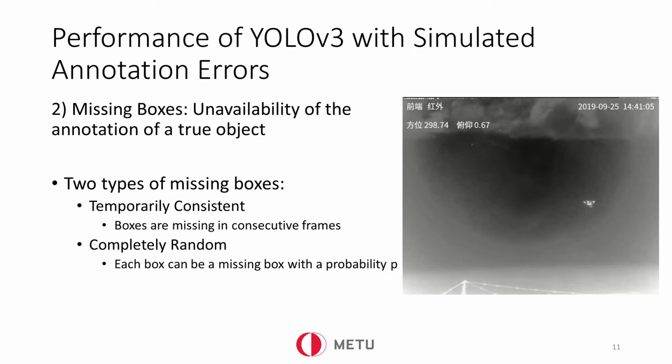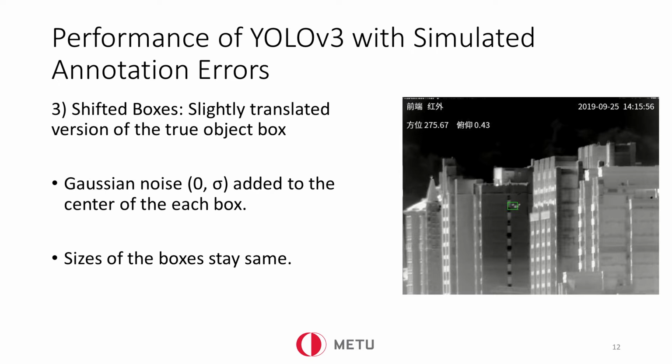The second type is missing boxes, where there is an object in a frame but the annotation is missing. This again has two types. The temporally consistent one has missing boxes in consecutive frames, meanwhile in the completely random case, each frame can have missing boxes with a probability of p. The last type is shifted boxes. In this case, a Gaussian noise is added to the center of each box. It has zero mean and a defined variance. Meanwhile, the sizes of the boxes stay the same.